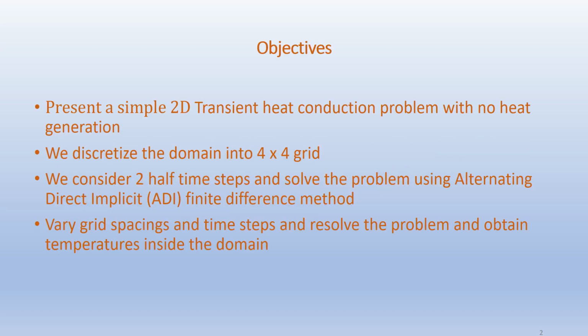Our objectives are to present a simple 2D transient heat conduction problem with no heat generation. We will then discretize the domain into a 4x4 grid. We will consider two half-time steps and solve the problem using the ADI finite difference method. We will then vary the grid spacings and time steps, resolve the problem, and obtain temperatures inside the domain.